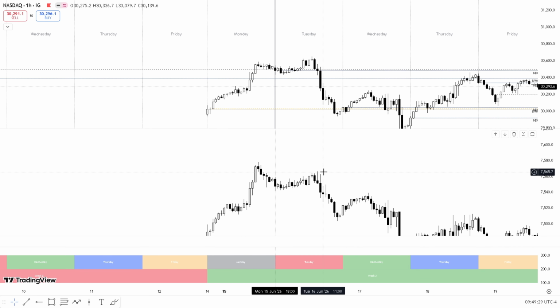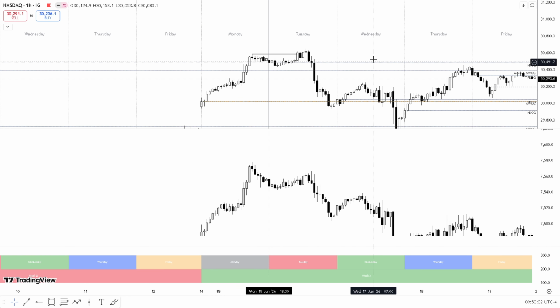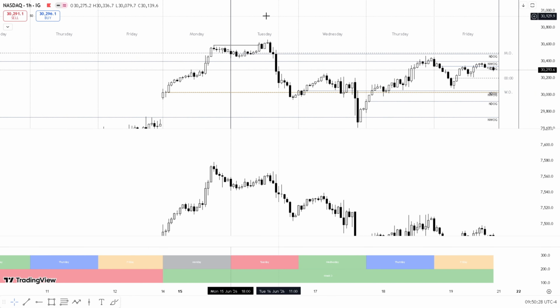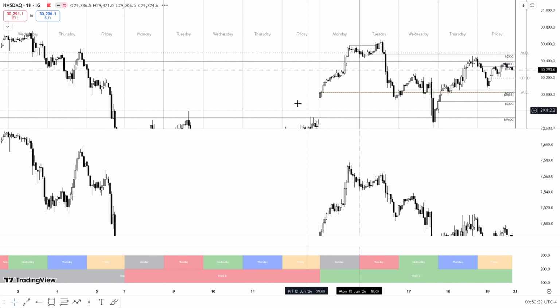On ES, we didn't. Now, what makes this super powerful is that it's a manipulation quarter, Q2. That is why it's super powerful. That is exactly why the market reversed. The following quarter's distribution of the manipulation confirmed, so expect the next quarter to distribute. Exactly the same thing: as we manipulate this high, expect distribution to take place.